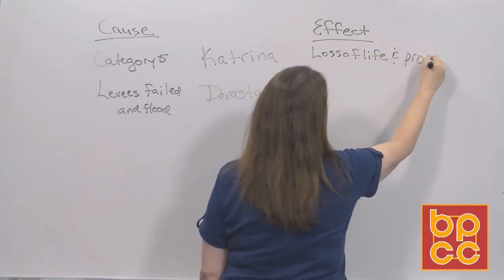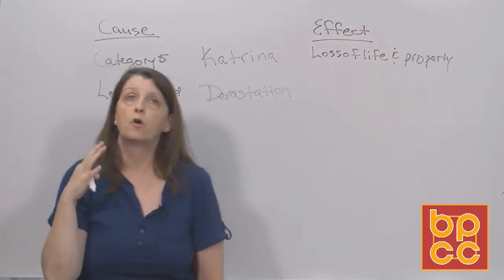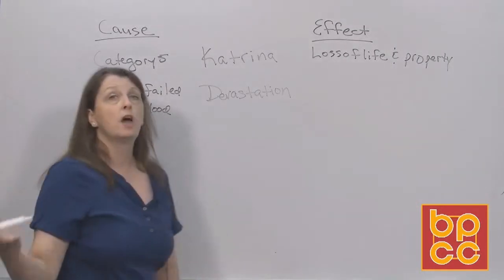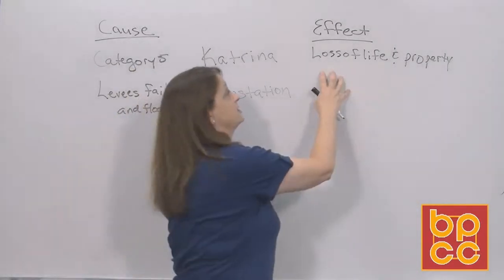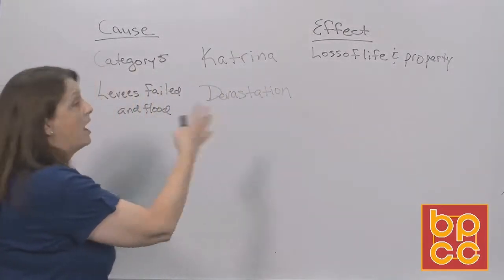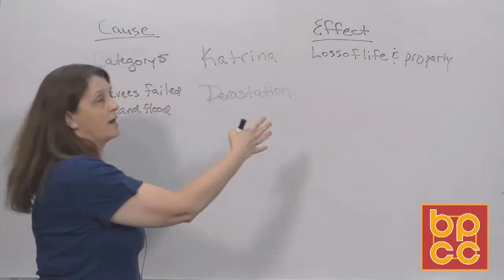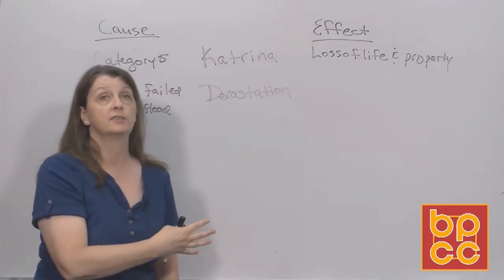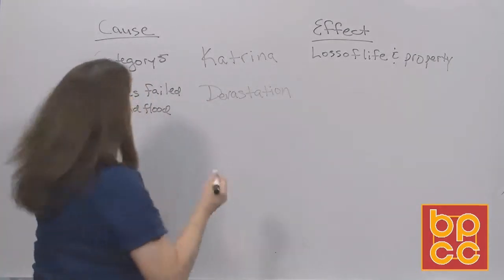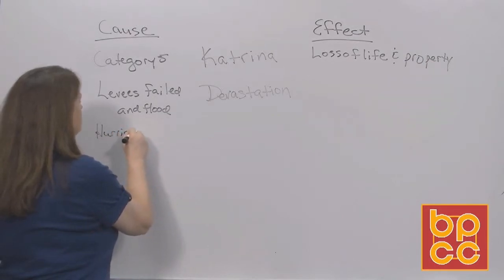Okay, so let's just add that to our effect side. We know that one of the causes of the devastation was the failing of the levees, and we know that the effect that it had was to cause loss of life and property. So you see now how we've done this thing: we knew that happened, and we've already categorized it as either a cause or an effect of the devastation of Katrina. Okay, we also know that the hurricane took its time. All right, it stalled.